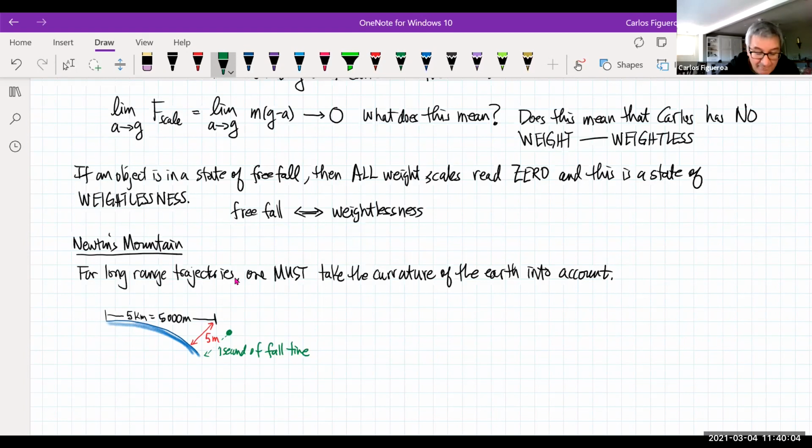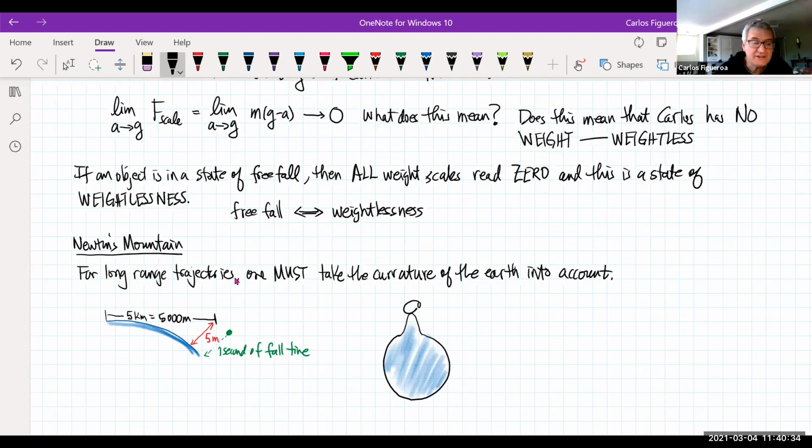So what ends up happening is that Newton actually conceived of this, and typically it's known as Newton's mountain. You imagine that you have a mountain, and then you have the earth. So when you're looking at this scenario here, here's our pale blue dot. What he does here is imagine that there's a cannon on top of this mountain.